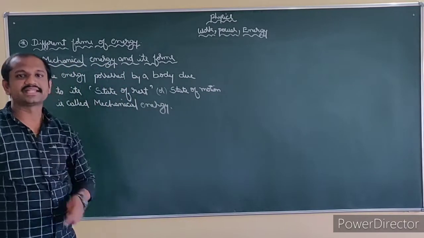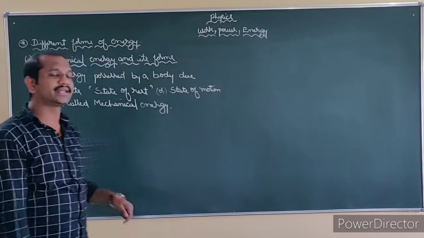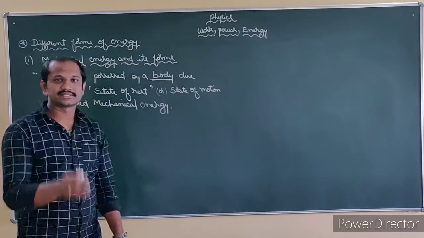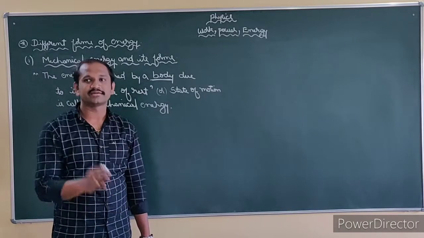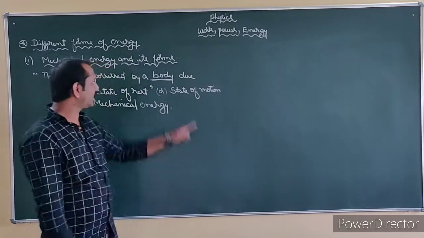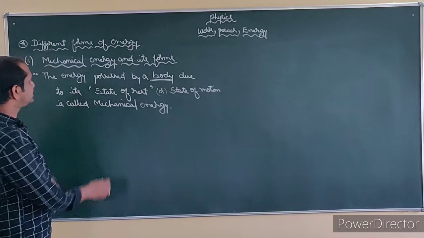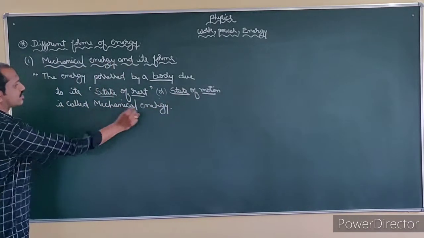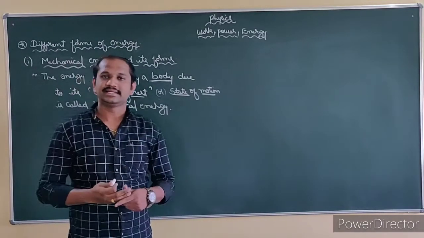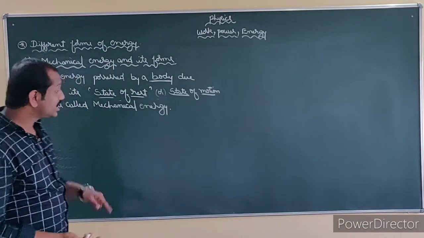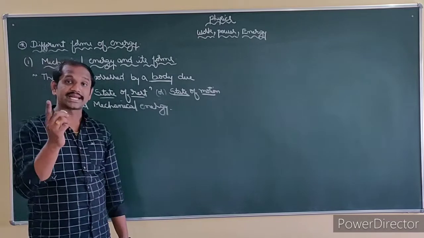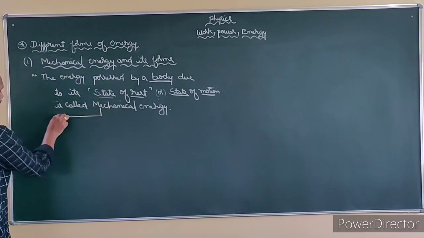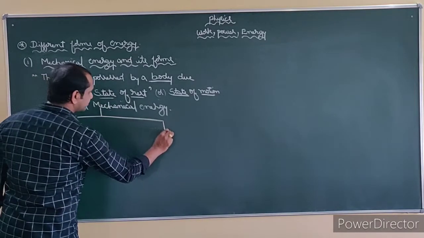This is what we studied even in our 8th standard. So what do you mean by mechanical energy? It's an energy possessed by what? A body. This is a key word. A body should be there, otherwise its meaning is wasted. The energy possessed by a body due to its state of rest or state of motion is called mechanical energy. You already know this mechanical energy is broadly classified into two types.